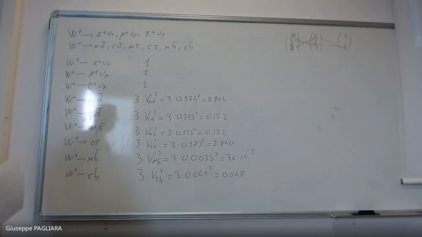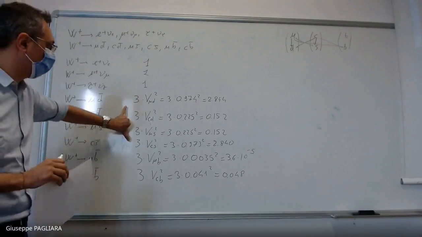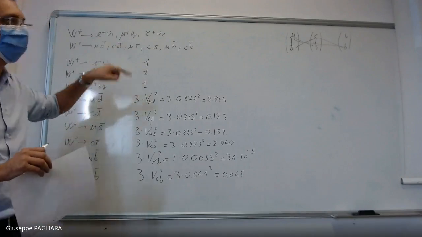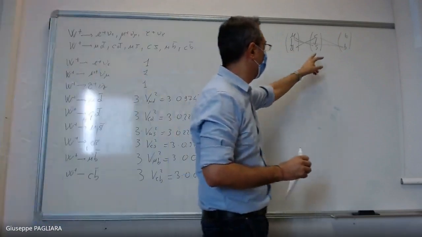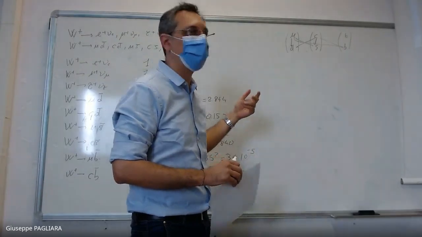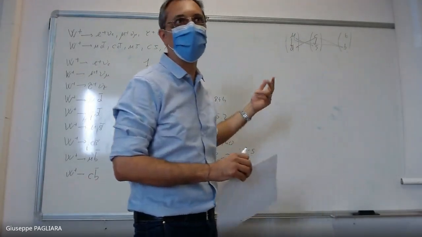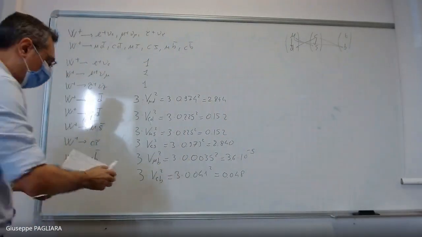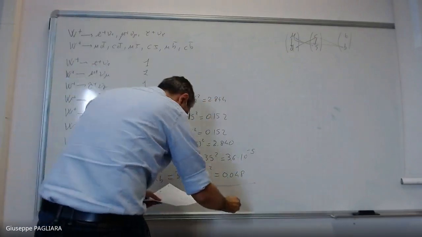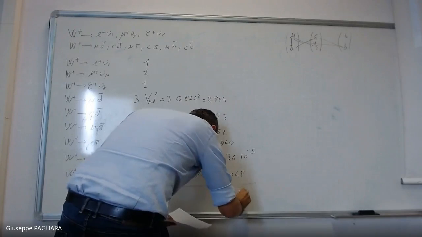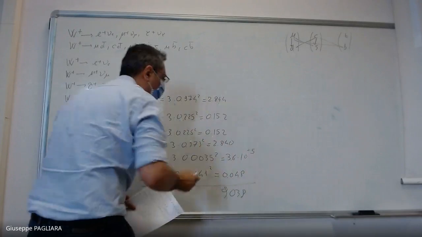So clearly the largest are those that correspond to transitions within the same quark family. Then transitions from the second to the third are suppressed, and the third are doubly suppressed, as we said yesterday. Now we can take the sum of these: 1 plus 1 plus 1 plus and so on, and we obtain 9.038.